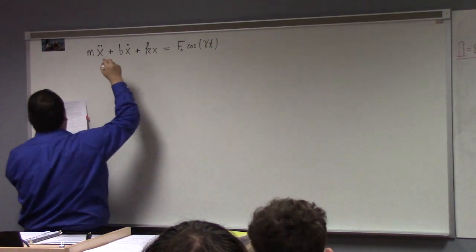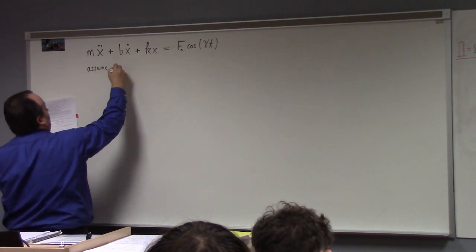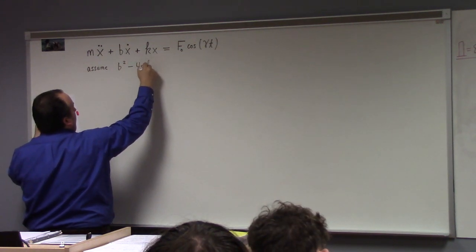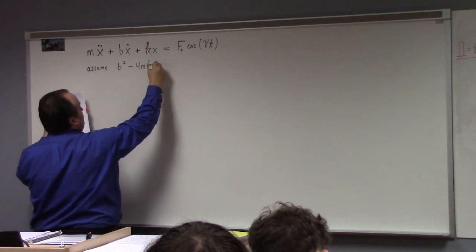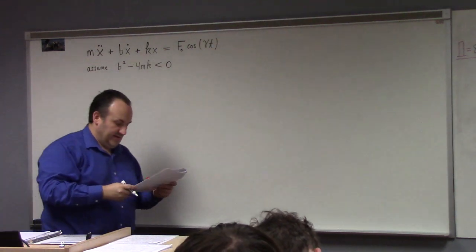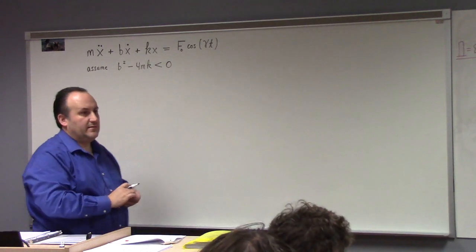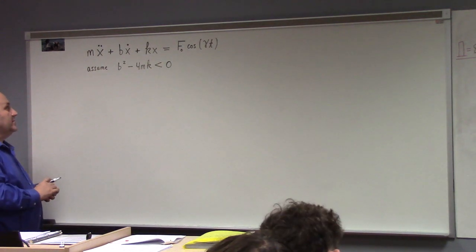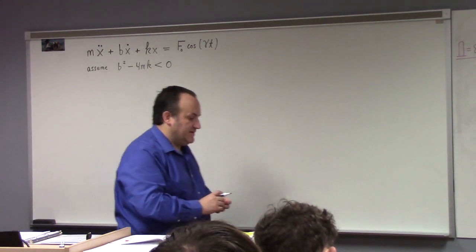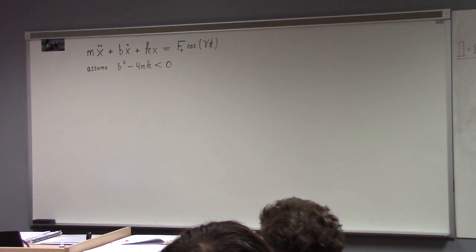and we're going to assume that b squared minus 4mk is less than 0. All right, and the question we want to ask and answer is, what choice of gamma results in the largest amplitude, the steady state solution with the largest magnitude for a given force?